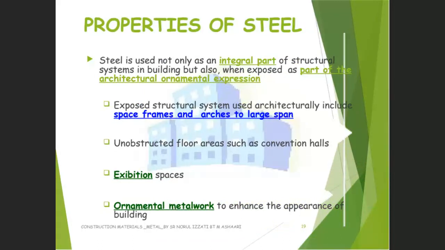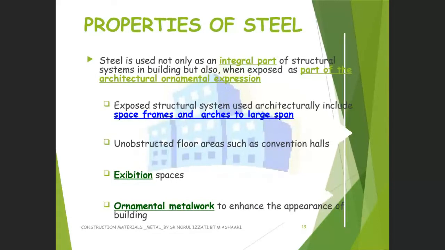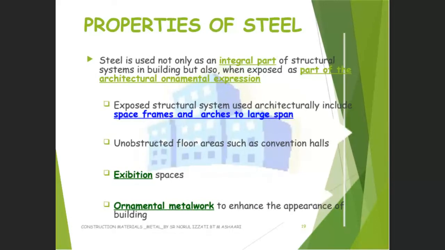It is used not only as an integral part. When we talk about an integral part, it means inside the structure, such as reinforcing bars, but it is also suitable to be exposed as part of architectural ornamental expression. Ornamental means it is used for decorative purposes. Steel is also suitable for space framing and for the arch. Space frame means a large opening of the frame that does not require support in between, and it can also be used for the arch for a large span.